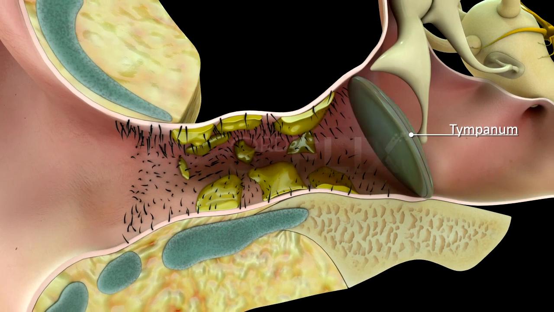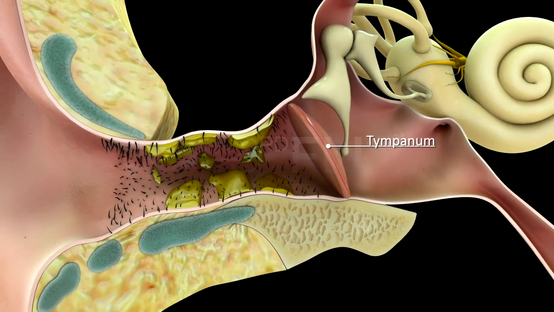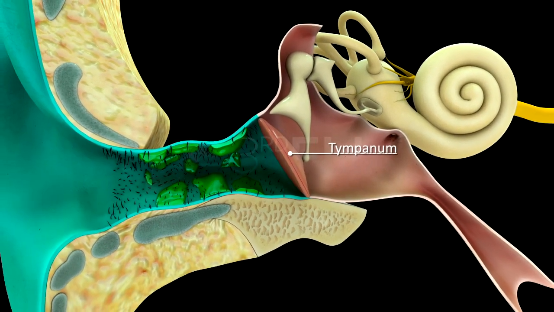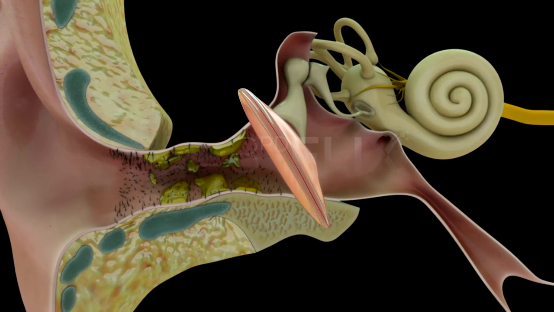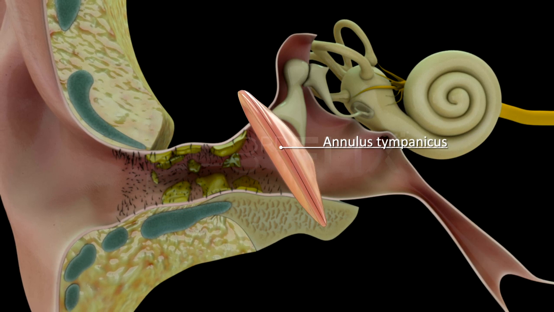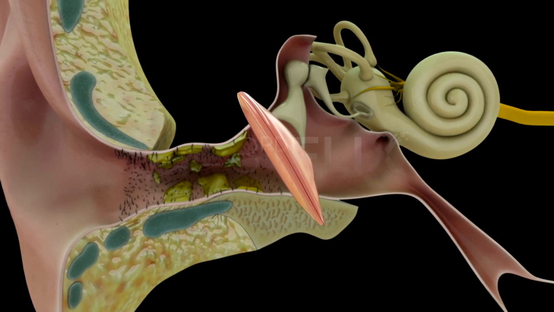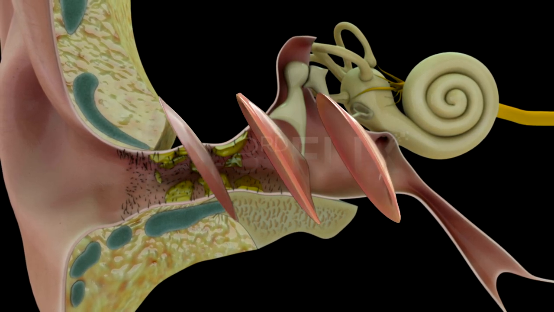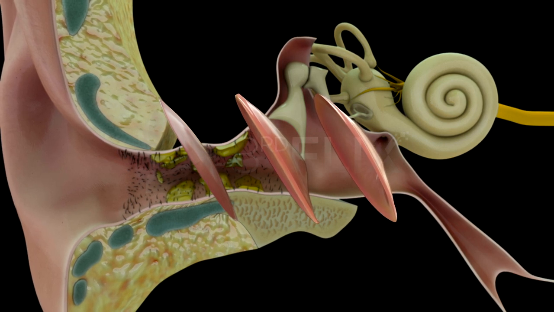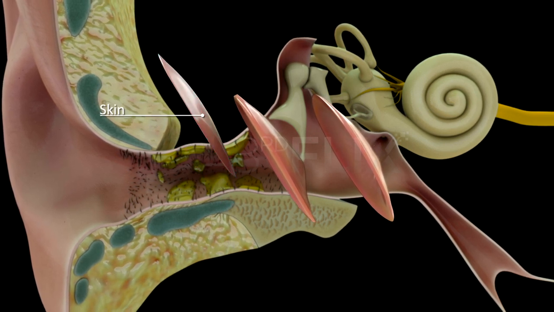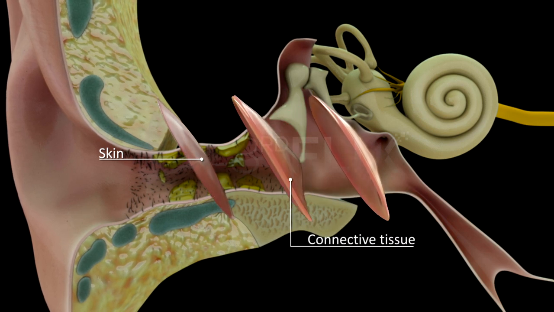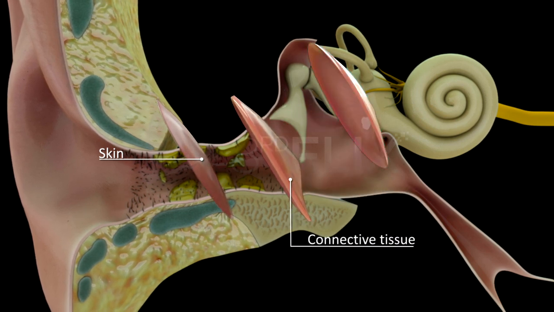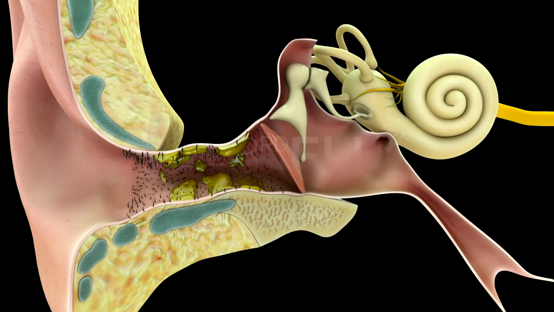The tympanum is a thin, transparent membrane that lies between the external and middle ear. It is stretched over a bony ring called the annulus tympanicus. The tympanum is made up of 3 layers. These are the outer layer of skin, a middle layer of connective tissue, and the inner layer of mucous membrane.